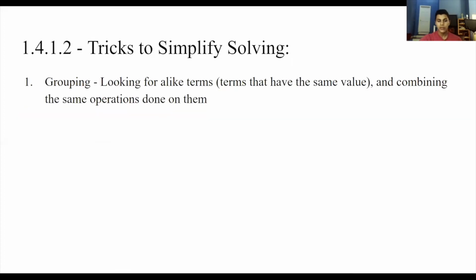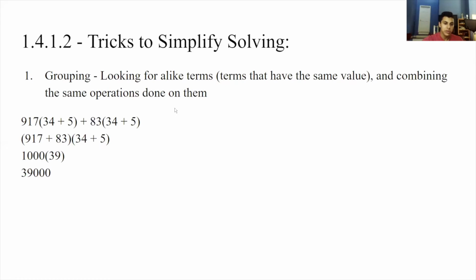And then I also have a few tricks here to simplify solving equations. They're very specific, so you're not going to see them very often, but you might see them in some questions. So the first is grouping. So grouping is when you look for like terms, which are terms that have the same value in an equation, and combining the same operations done on them. So to explain that, I have an example here.